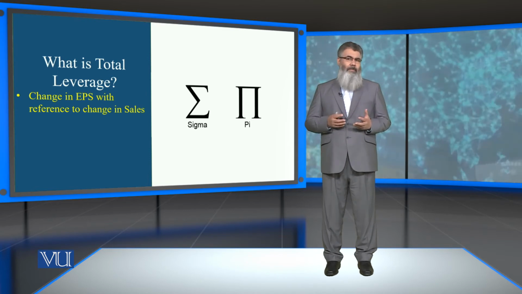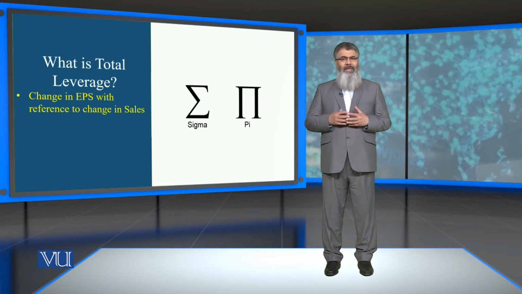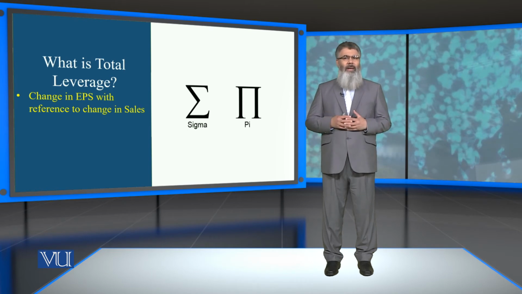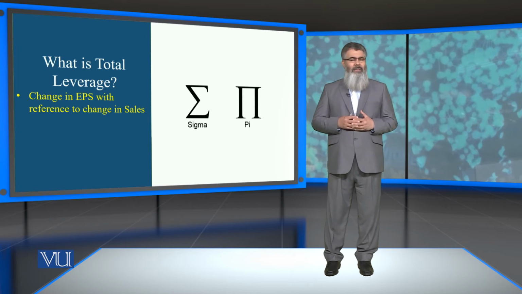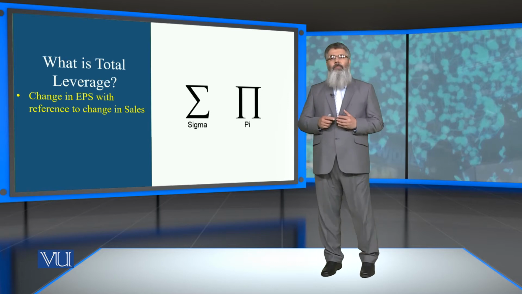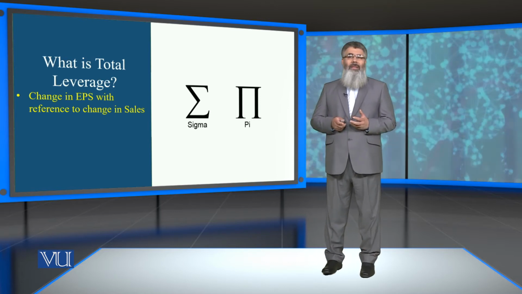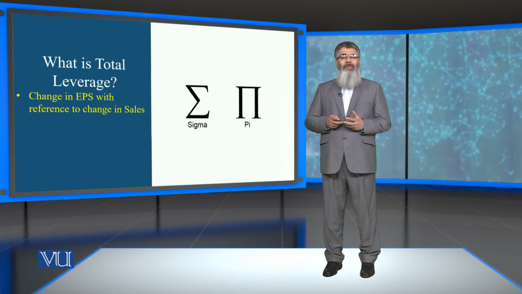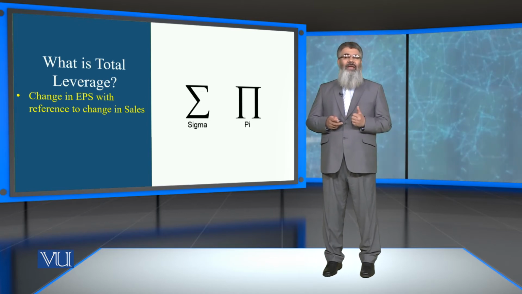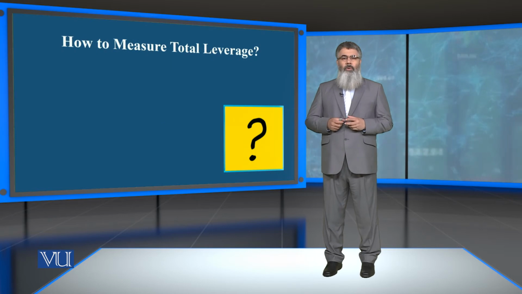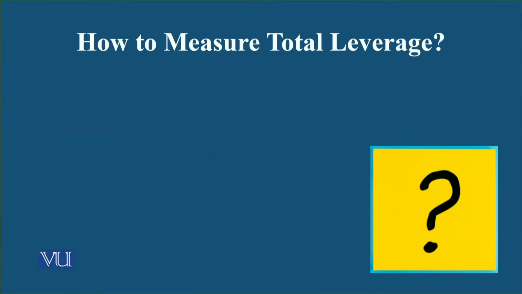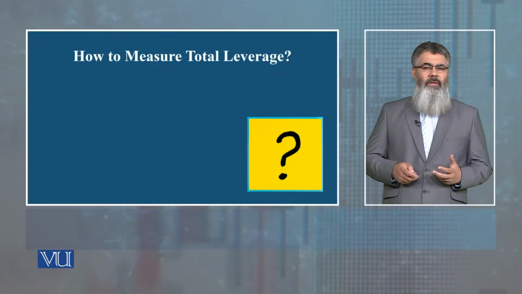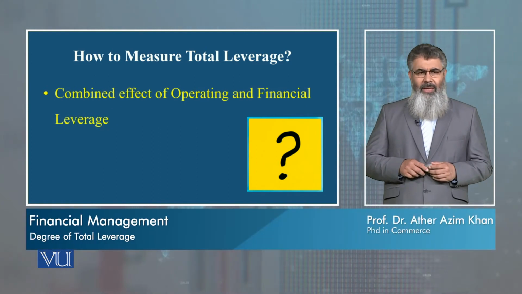Now, how do we combine the two? How do we have to combine these two? The two ways of combining are that either we can add or we can multiply. That is, we can take their product and we can also take their sum. The answer is that we take the product of the two. Product means that we multiply DFL and DOL in order to get the total leverage. Now let's have a look at it.